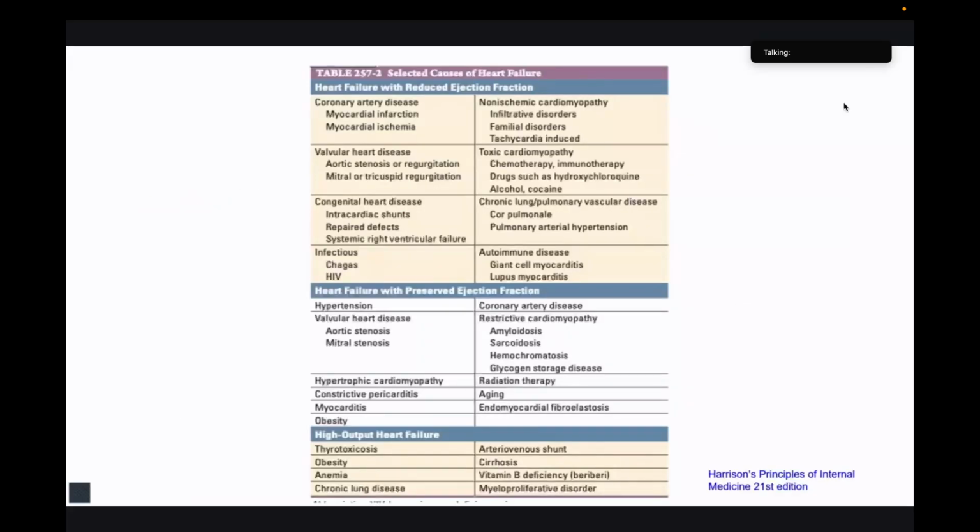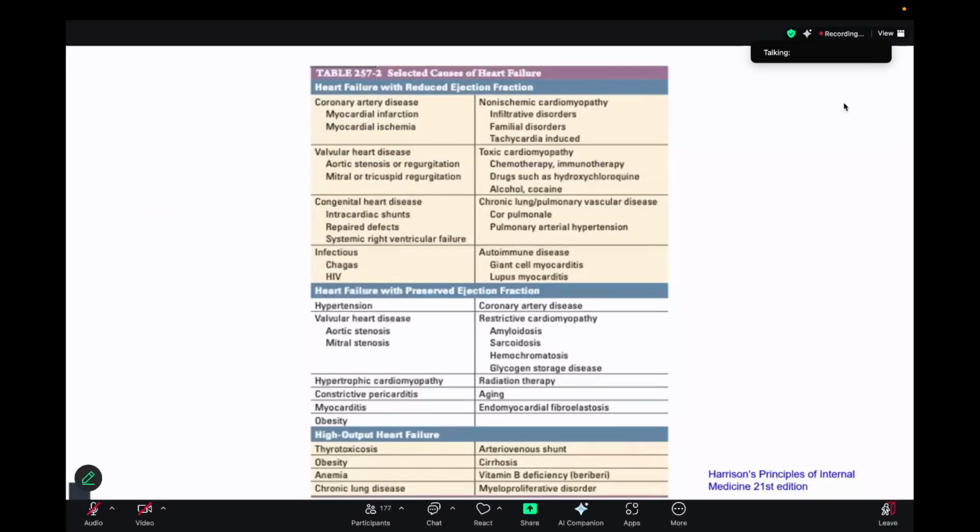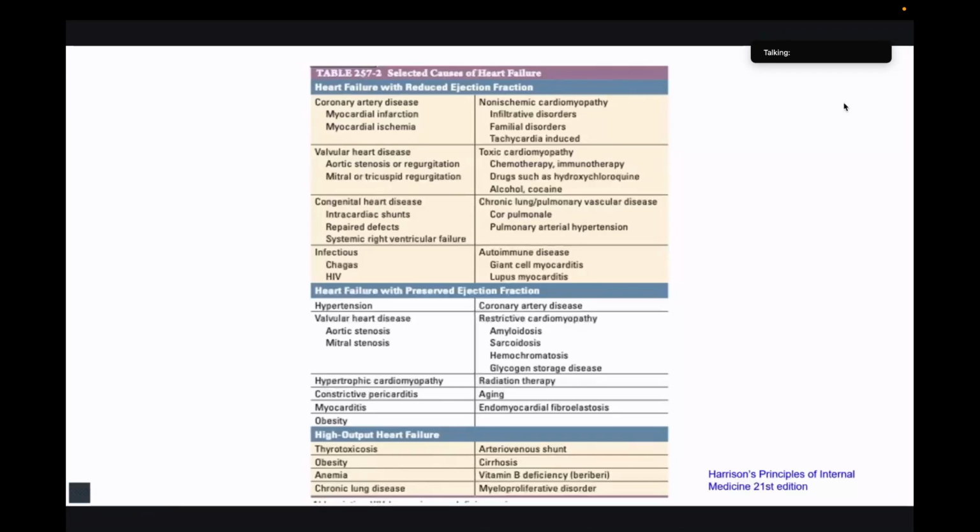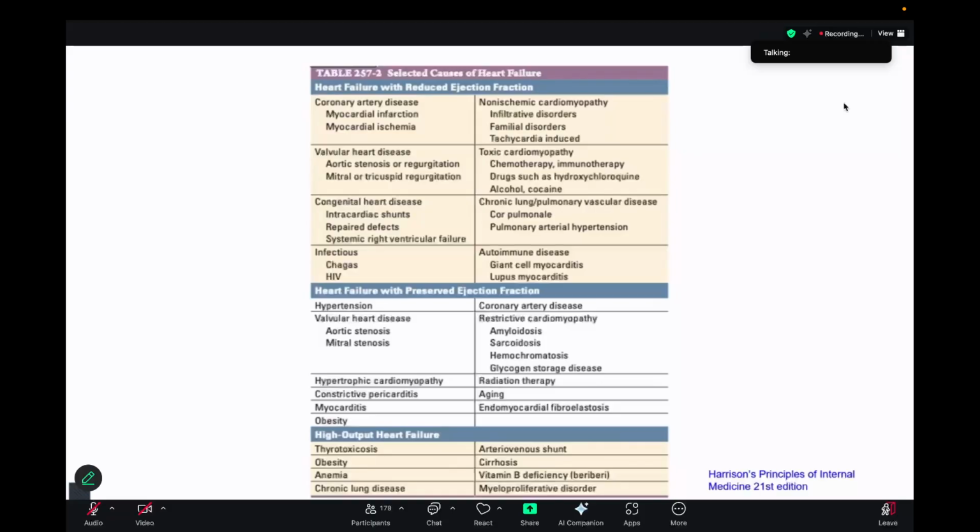So what are the causes of heart failure? It can be due to a familial cause such as inherited cardiomyopathies. It can be acquired. It can be due to congenital disorder, and it can be due to other medical conditions, systemic diseases that have cardiac manifestation. So presented in Harrison's are some of the selected causes of heart failure that can lead to HFrEF, HFpEF, or high output heart failure states.